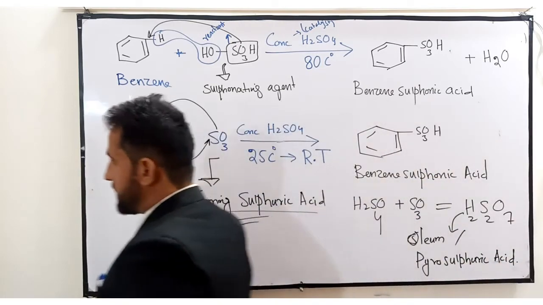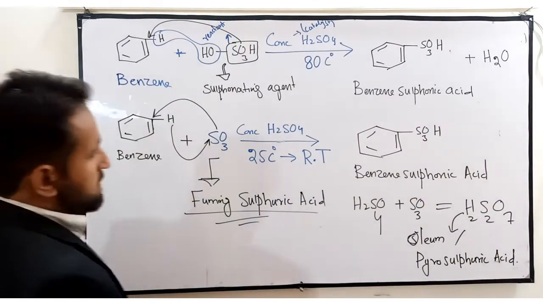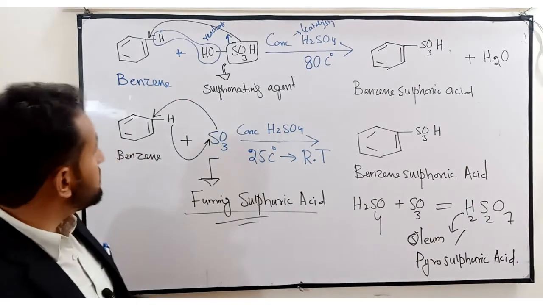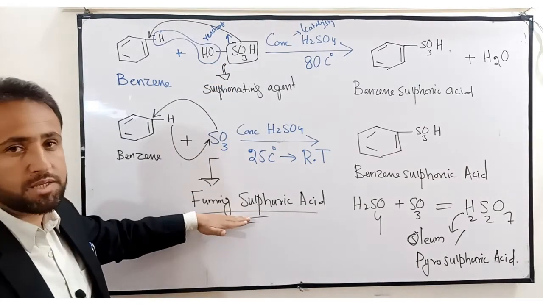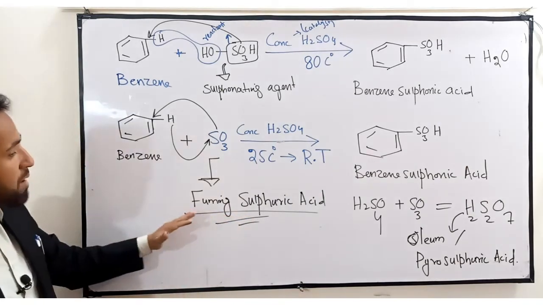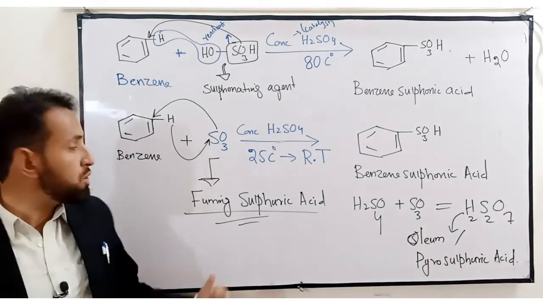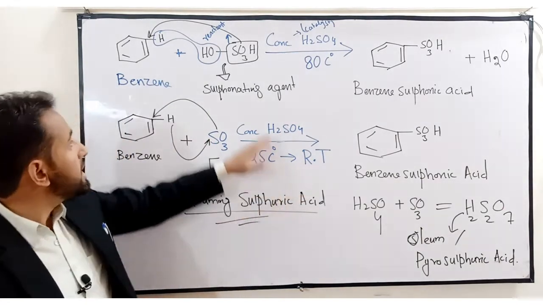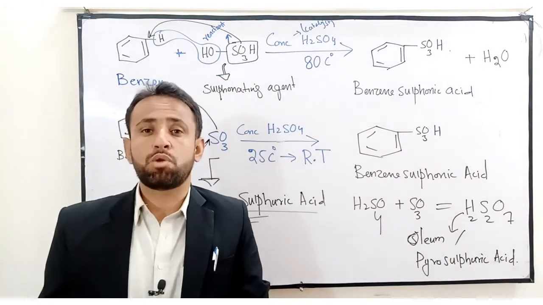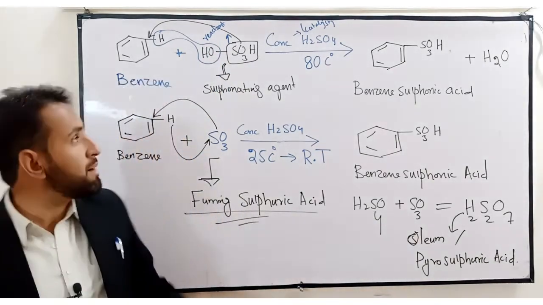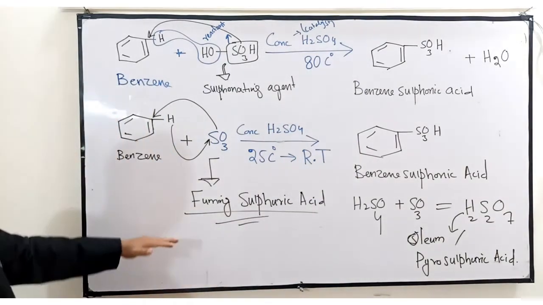Pyrosulfuric acid. Understand? This is the difference between simple concentrated sulfuric acid and fuming sulfuric acid. In case of fuming sulfuric acid, there is no need of temperature. The reaction will be at RT. While in case of sulfuric acid used as a reactant, we apply heat, which is almost equal to 80 degrees centigrade. So this is the point to remember.